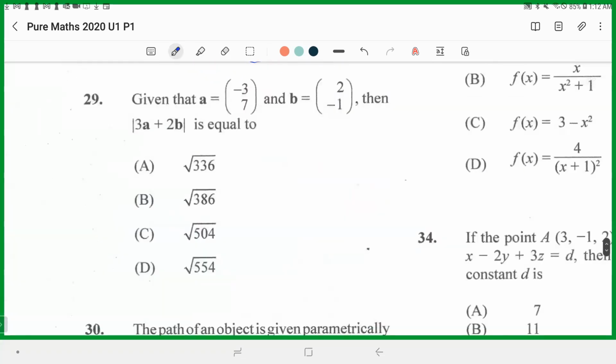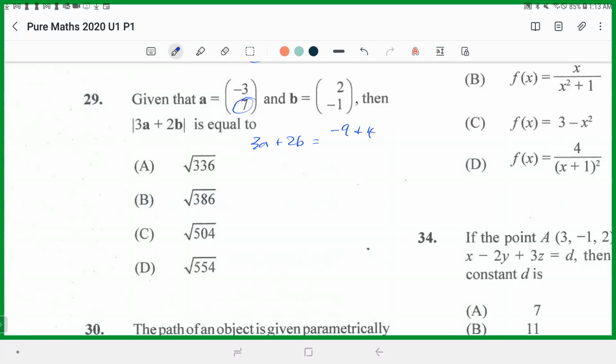112. This question says, given that A is that and B is that, then what is the modulus of 3A plus 2B? If I find 3A plus 2B first, can I just work it out? 3 times this is negative 9, and 2 times that is 4. Let's write that first: negative 9 plus 4.